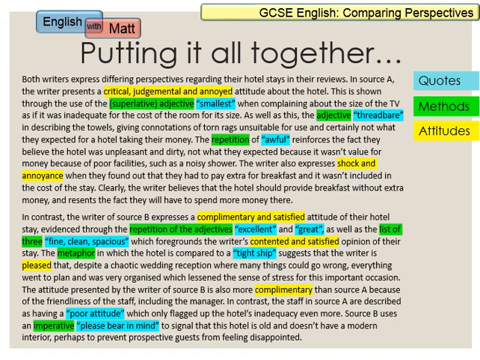The attitude presented by the writer of source B is also very complimentary compared to source A because of the friendliness of the staff, including the manager. In contrast, the staff in source A are described as having a poor attitude, which only flagged up the hotel's inadequacy even more. Source B uses an imperative, "please bear in mind", to signal that this hotel is old and doesn't have a modern interior, perhaps to prevent prospective guests from feeling disappointed.